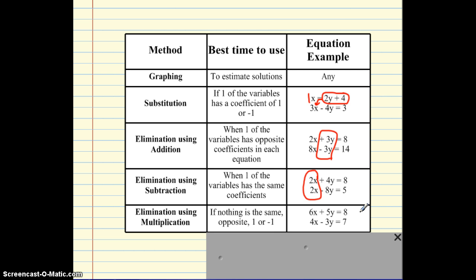All right, this has been a summary of our 5 methods. We're going to put them all together and practice them.